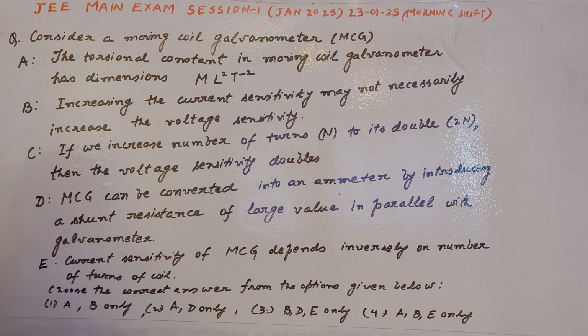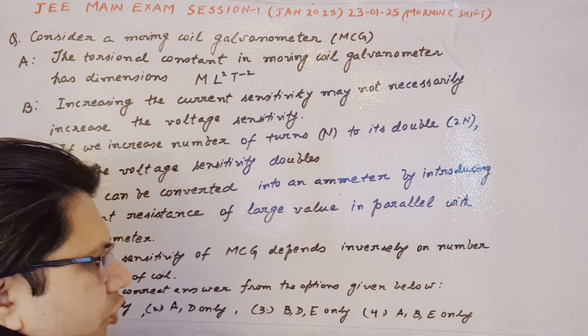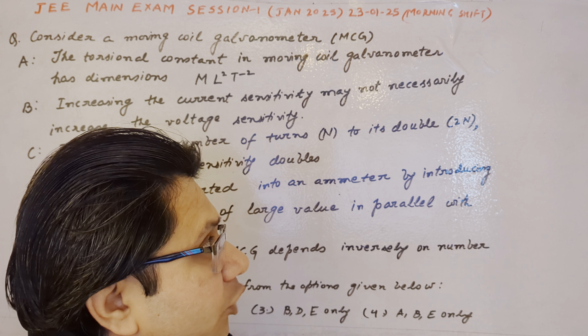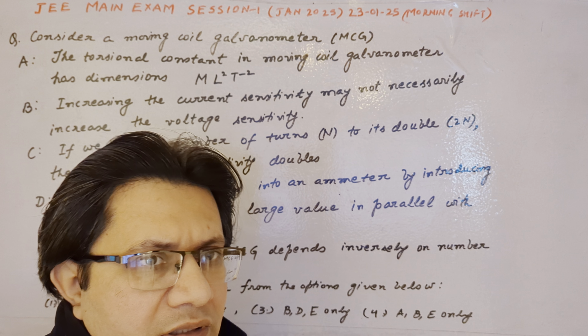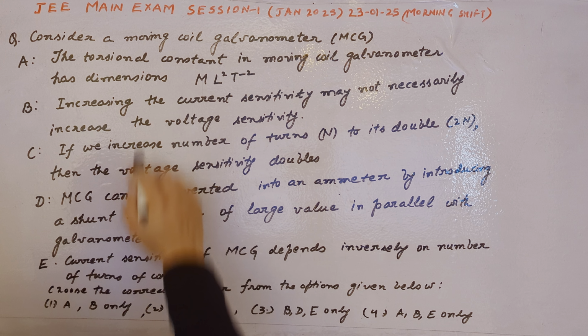Option 1, A and B only. Option 2, A and D only. Option 3, B, D, E only. And option 4, A, B, E only. So the problem is based on the topic electromechanical instruments and particularly the galvanometer. So now let us analyze the statements one by one.